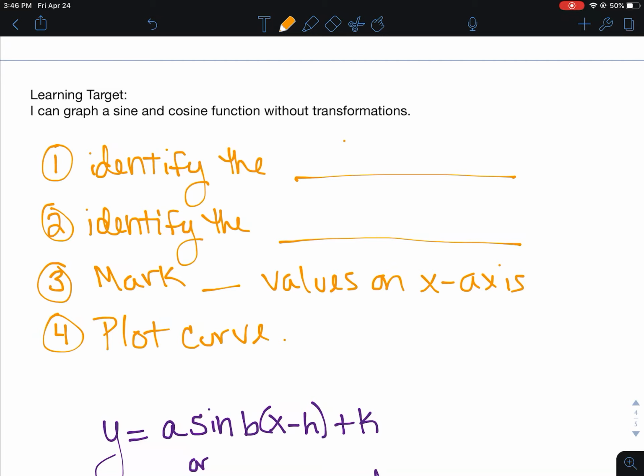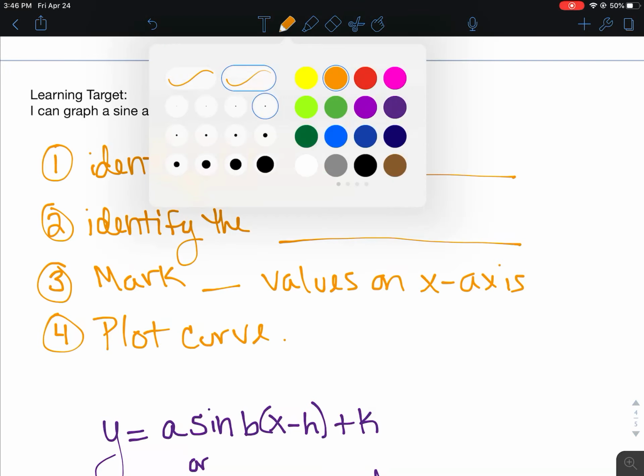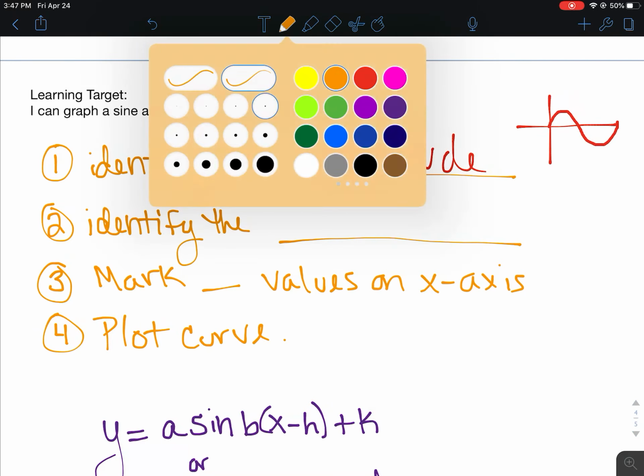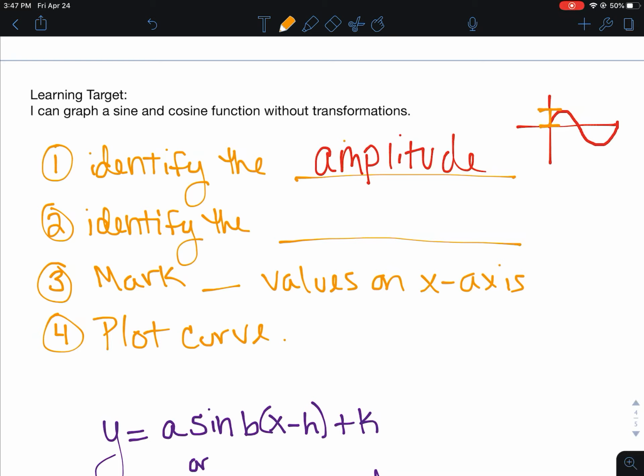So your steps to graphing these functions are that you first need to identify the amplitude of the function. So remember, the amplitude is the distance from the center of the function to the top, or the center to the bottom. So if we have a curve like that, from here to here is the amplitude, or from here to here is the amplitude. It should be the exact same distance because it's from the center, or the midline, of that graph to the top, and the middle of that graph to the bottom. So it should be the exact same amount of space.